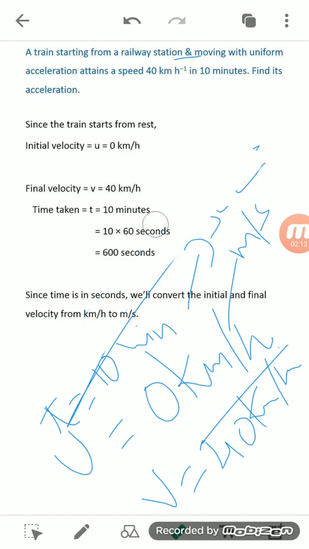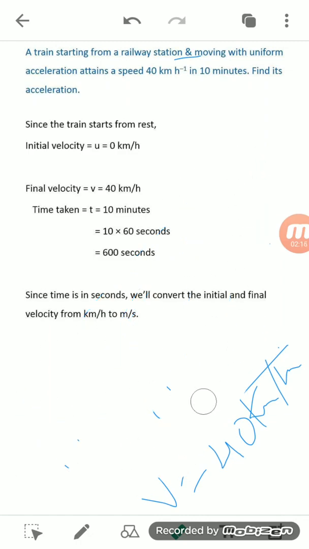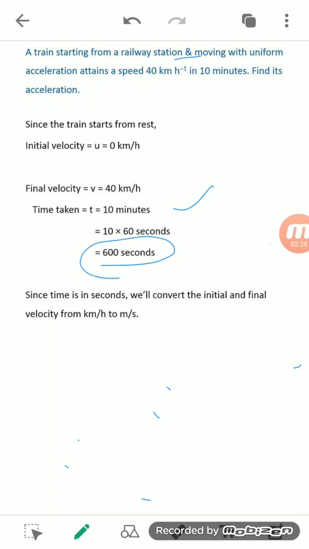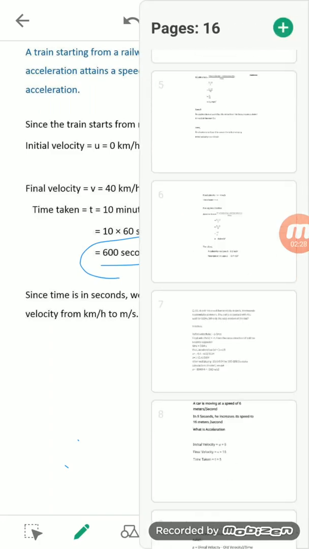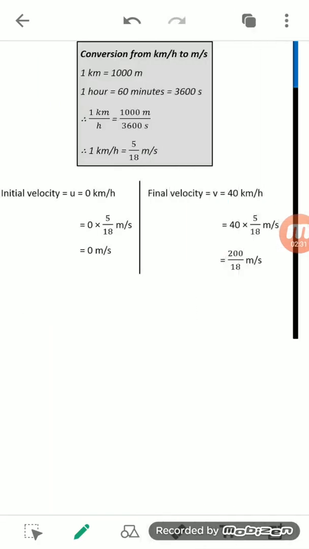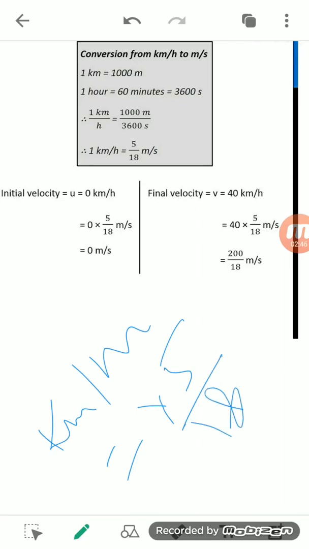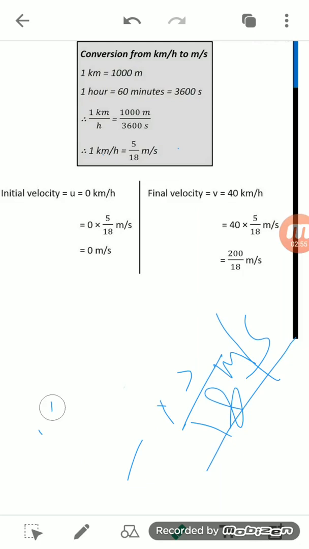Okay, now see here, when we convert 10 minutes into seconds, 10 into 60 gives us 600 seconds. Now if you want to convert kilometer per hour into meter per second, as we already discussed, we will multiply the kilometer per hour by 5 by 18. Why is it so? Because 1 kilometer per hour is equal to 5 by 18 meter per second.